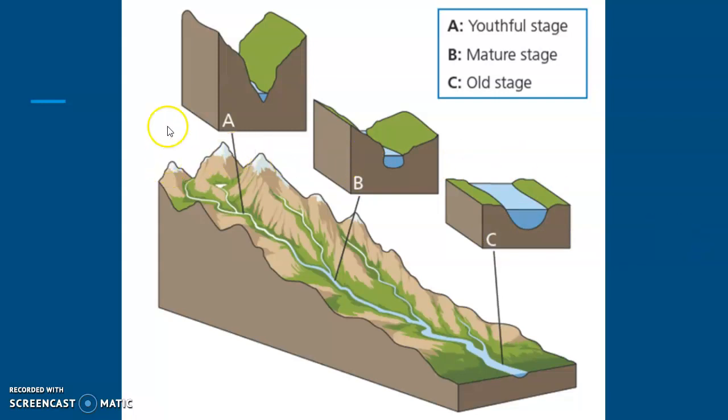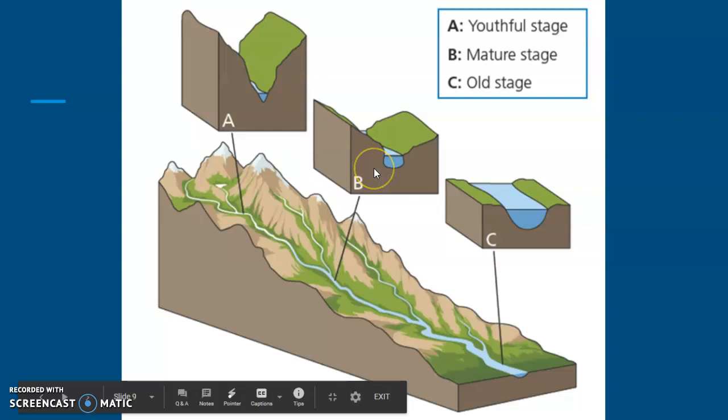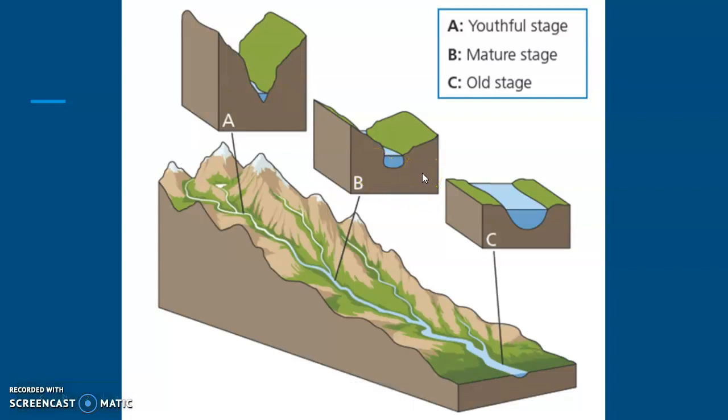So why is it that we have V-shaped valleys in the youthful stage and not in the old age stage? Why is it that we have meanders and oxbow lakes happening in the mature stage and not in the youthful stage? Well, it's all down to the processes. We're going to have a look at those now.